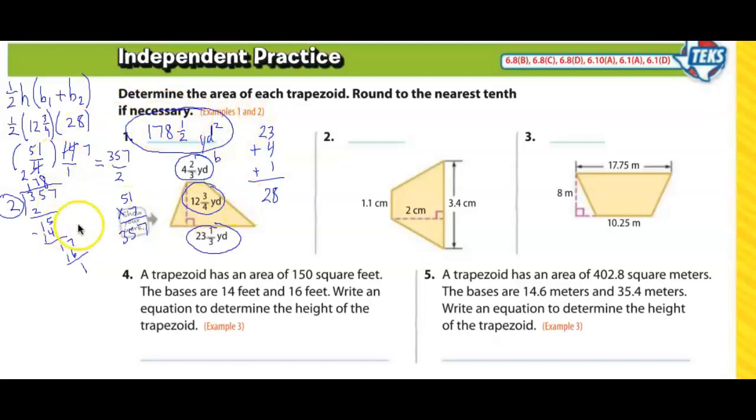Now this was slightly more challenging because it involved fractions. The next two are involving decimals, a whole lot easier for us to deal with. So I need you to think about how we would do the next two. Try those on your own.